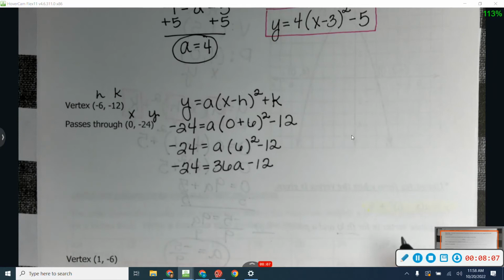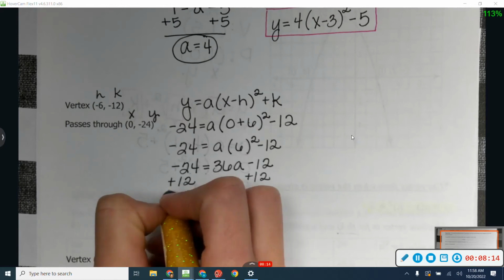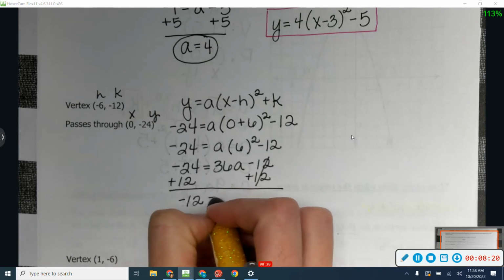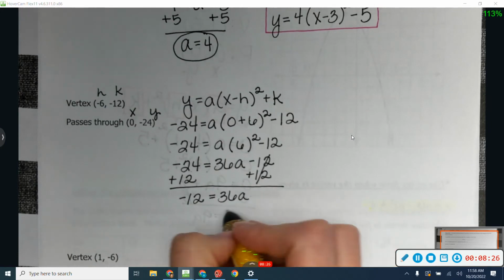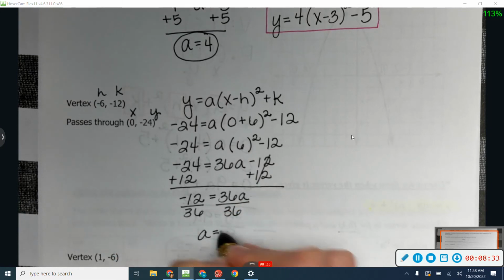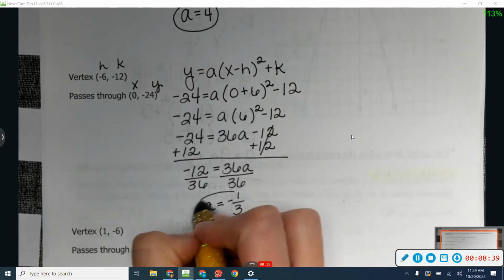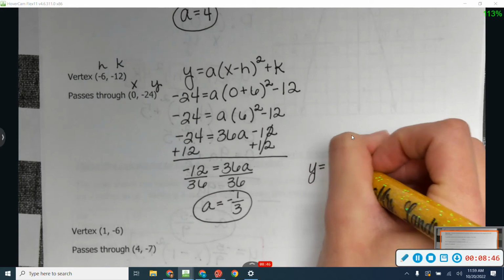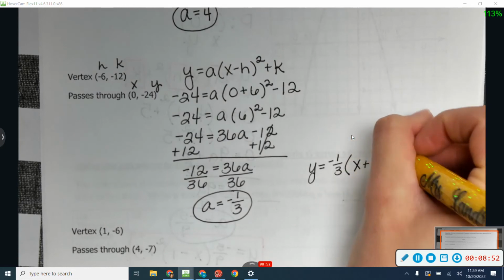So once I get to that point, what do I do to solve for a? Plus 12. So negative 24 plus 12 is negative 12, and that equals 36a. So then I'm going to divide by 36. Negative 12 divided by 36 is negative 1/3. So my final equation is y equals negative 1/3 times x. Remember you did minus a negative, so it's x plus 6 squared minus 12.